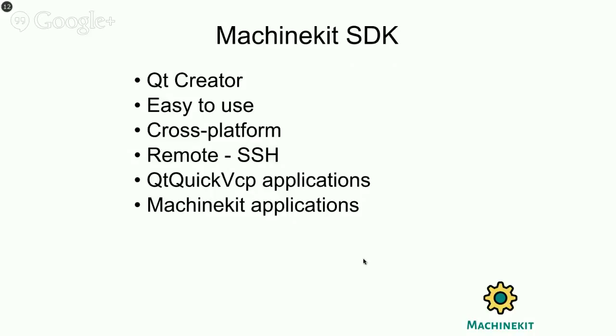So it should be easy to use, it should be cross-platform, and it should work remotely. So normally Machinekit works on a remote device, meaning a BeagleBone or Raspberry Pi. So it should work over SSH. And Qt Creator provides all the necessary tools for this purpose. What we have already seen is the first parts of this SDK, which I try to develop. And as you have already seen, it contains the BBIO config, a graphical BeagleBone IO file editor for pin configurations.